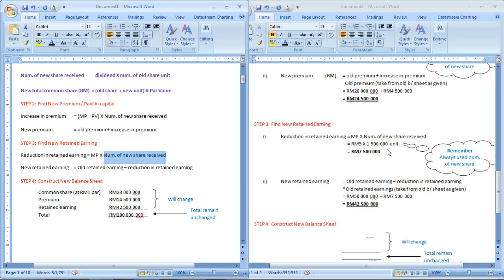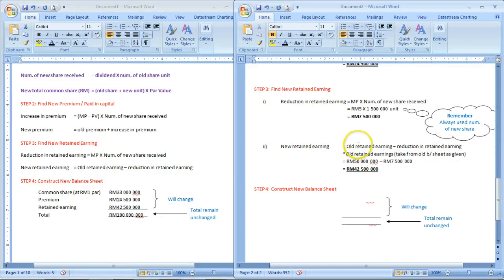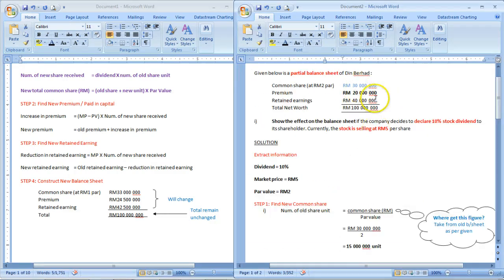Just follow one by one, step by step. Remember, always use the number of new shares, because based on my experience, students always put the old number of shares. That's wrong. After you get this, you need to calculate the retained earnings with a minus. Why minus? Because it's a reduction. It will reduce your RE because you have given dividends. So RE will reduce. This is your original retained earnings from your old balance sheet, 40 million.